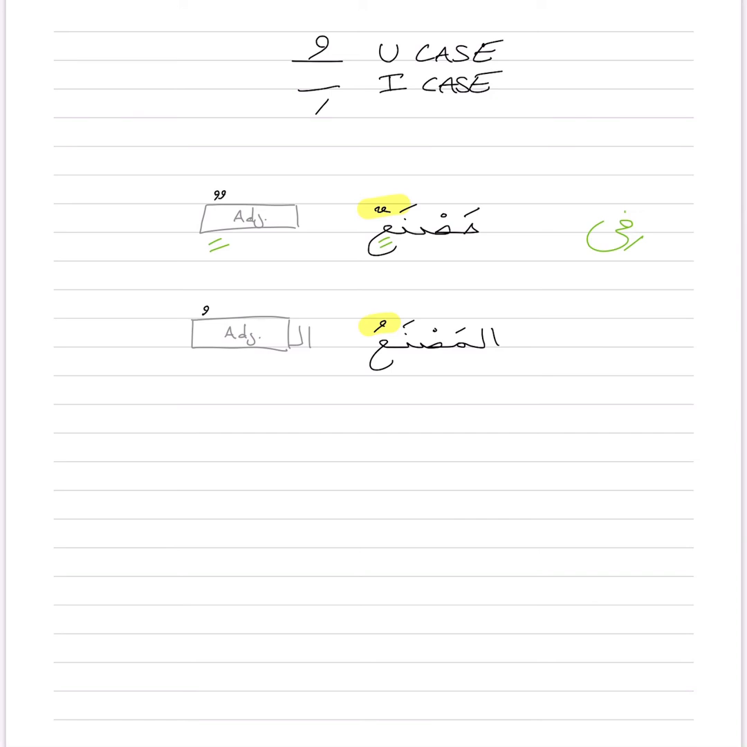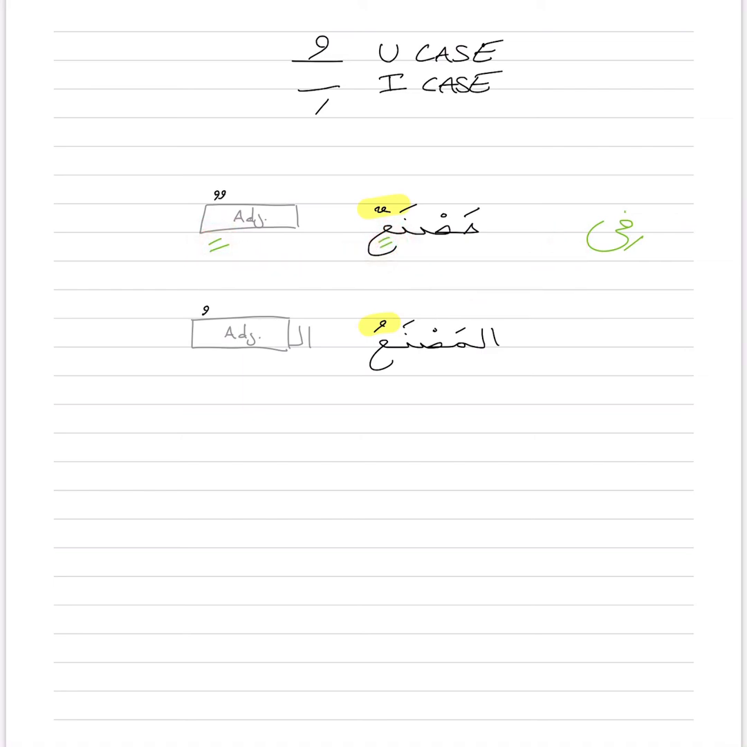So let's slow that down, yeah? The adjective is in the I case because the word it's just mindlessly copied is in the I case. Why is this word in the I case? Because it's preceded by a preposition.